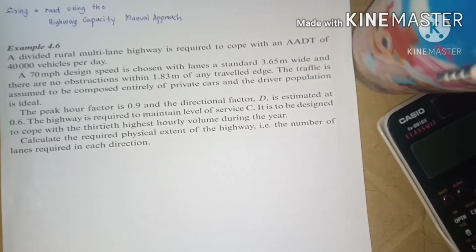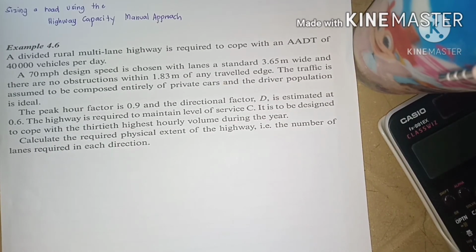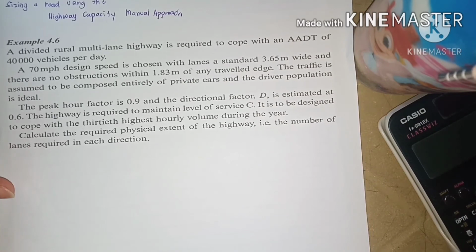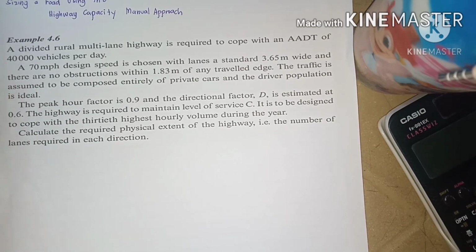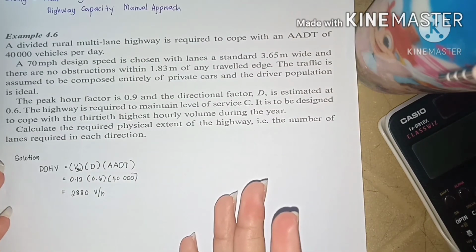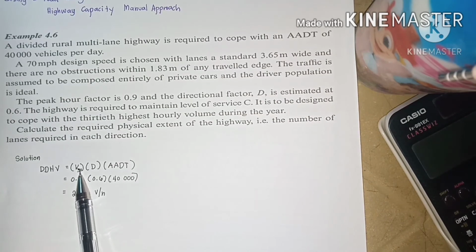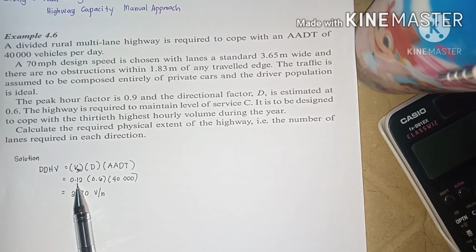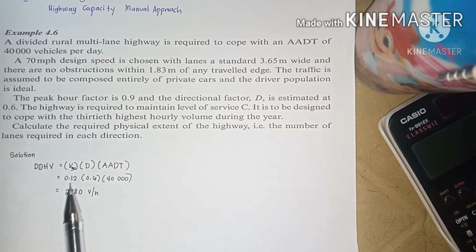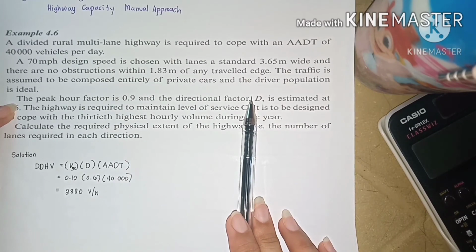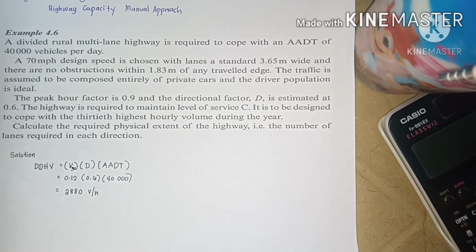And for our example problem in sizing a road using the highway capacity manual approach, ito yun. Again, you can pause the video para mas mabasa na siya ng maayos. For the directional design hour volume, I use the formula K times D times AADT. Ito is K30, so yung sabi ko kanina is equivalent siya sa 0.12. Yung directional factor niya naman is 0.6, and the AADT is 40,000. So meron tayong DDHV na 2,880 vehicles per hour.